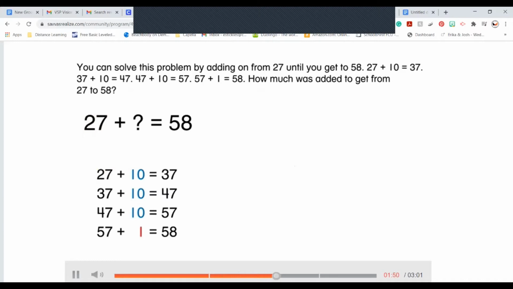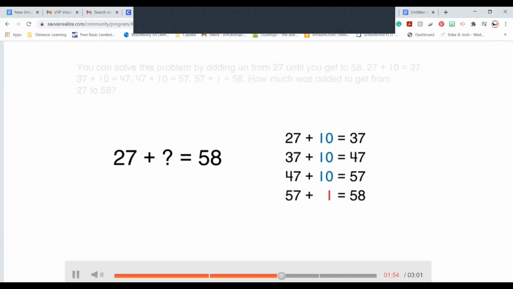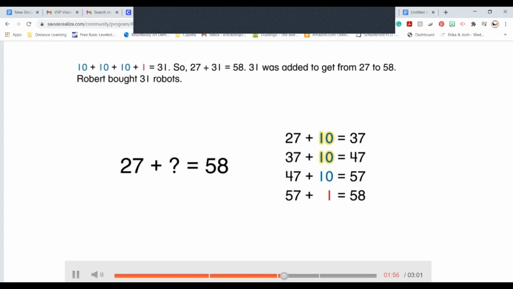How much was added to get from 27 to 58? Select your answer. Well, we added 1, 2, 3 tens and 1 one. So I'm going to choose 3 tens and 1 one. 10 plus 10 plus 10 plus 1 equals 31. So 27 plus 31 equals 58. 31 was added to get from 27 to 58. Robert bought 31 robots.